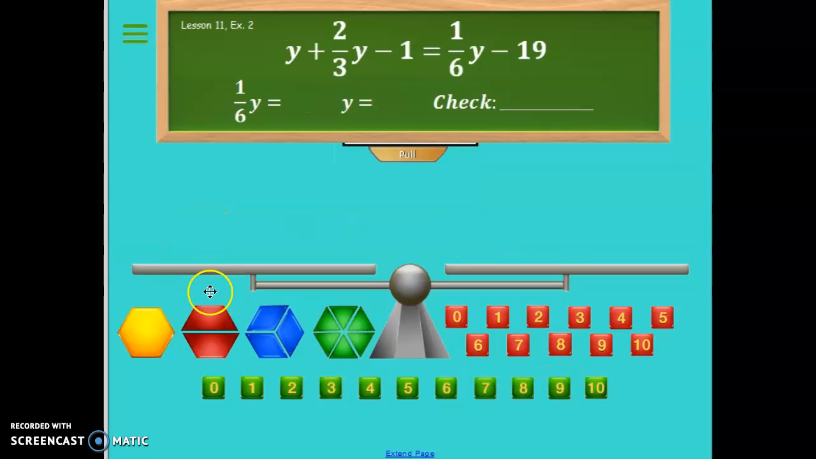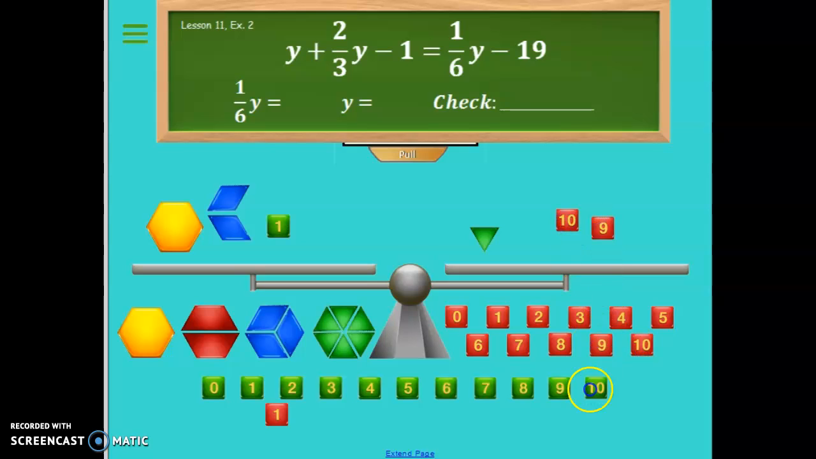All right, let's look at this one. We have y plus 2/3 of y minus 1. Can't take away minus 1 if it's not there to take away. I need to put it there. Now I can take it away because this is 0. Take away 1. 1/6 of y, and a 19. Take away 19, right? So I'm going to put up a 0 so that I can take away 19.